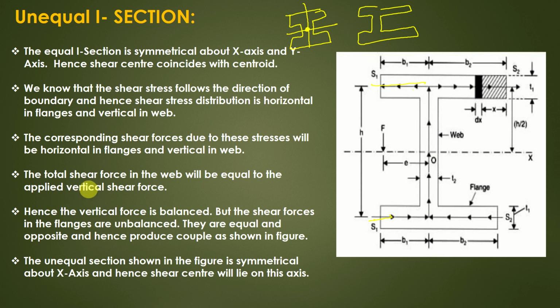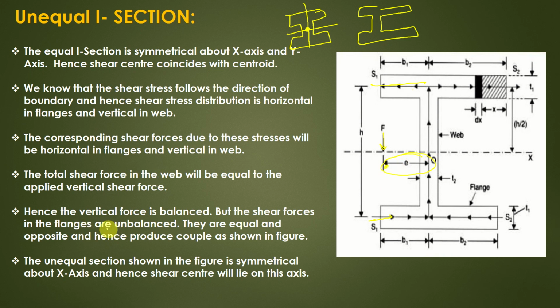Now, the total shear force on the web will be equal to the applied vertical shear force. So, whatever force you apply here will be balanced by this force in the web. That is balanced. Okay. Now, these S1, S2 forces and their moments are not balanced. So, we have to balance them and find out the eccentricity. That is nothing but finding the location of the shear center.